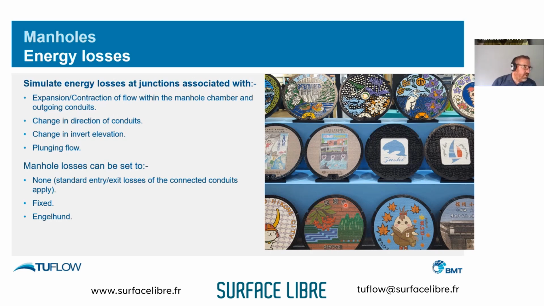So we have 3 manhole loss options. The first is to essentially switch them off. The second is to apply a fixed energy loss. And the third is the default, which is the Engelund approach, which is quite a sophisticated approach dealing with manholes.